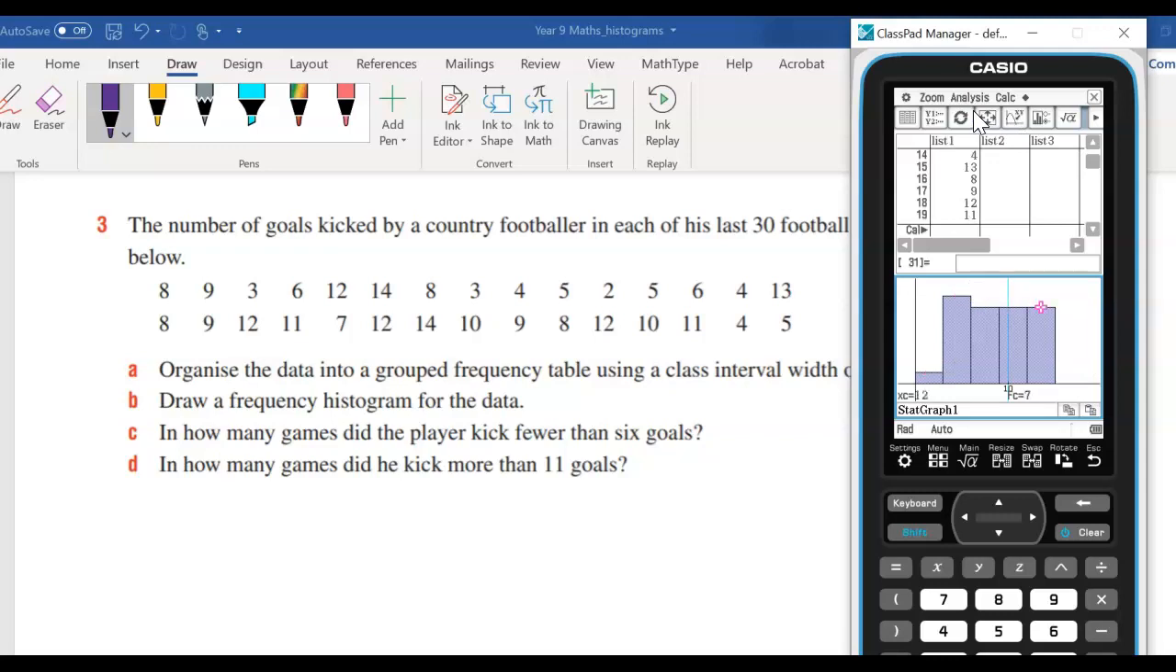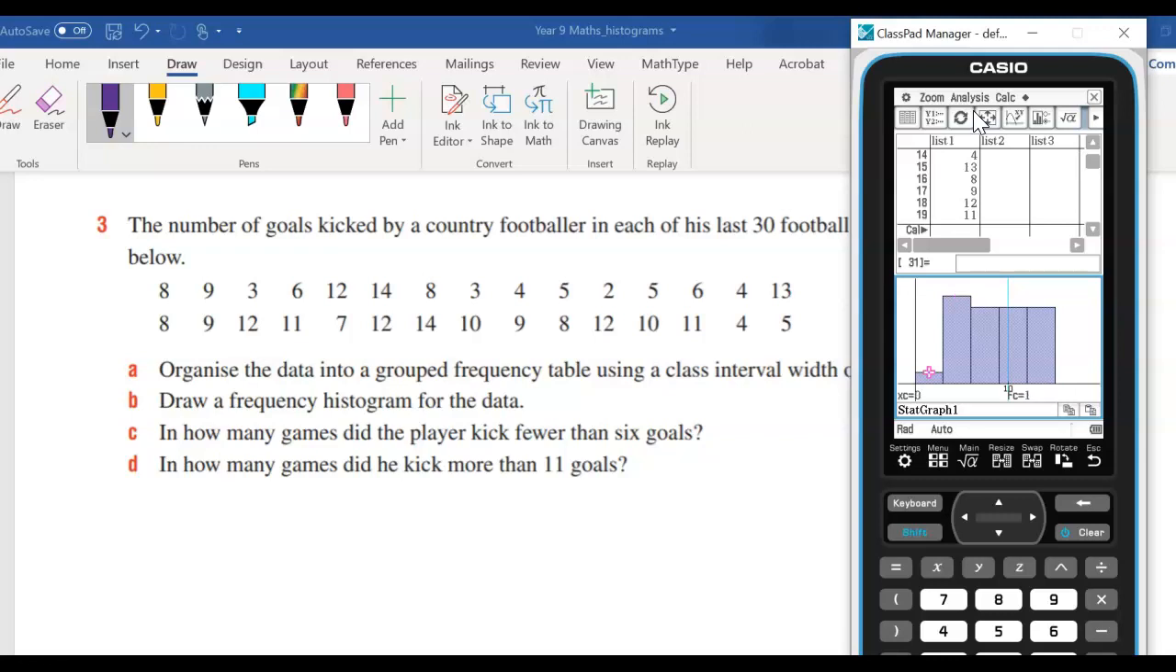So for question C, in how many games did the player kick fewer than 6 goals? The numbers aren't on the bottom, which is a little bit annoying. So that column is 6, so we're looking at the first 2 columns, from 0 to 3 and then 3 to 6. So we've got 8 plus 1 is 9.